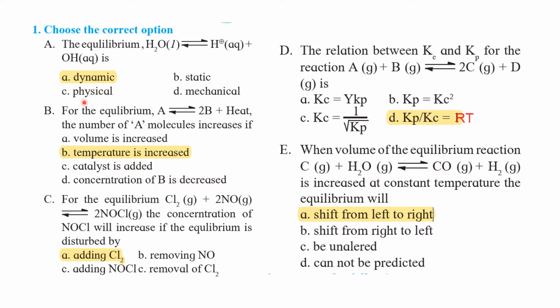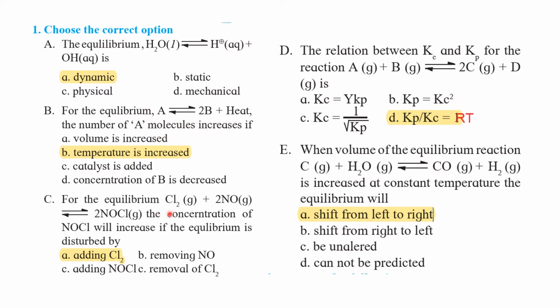dynamic. B. For equilibrium A ⇌ 2B + heat, the number of moles of A molecules increases if the temperature is increased because it is an exothermic reaction. So, increase of temperature favors the backward reaction and the number of moles of A increases.